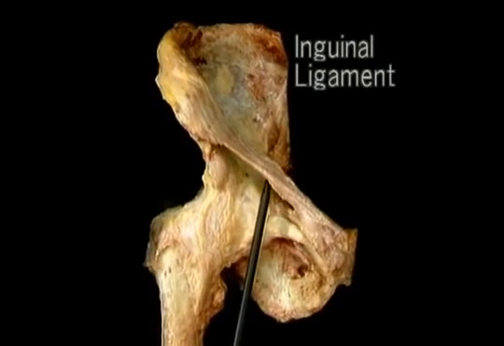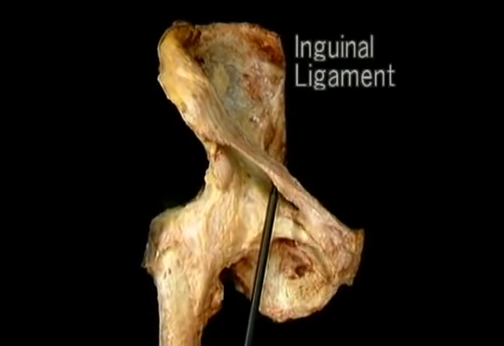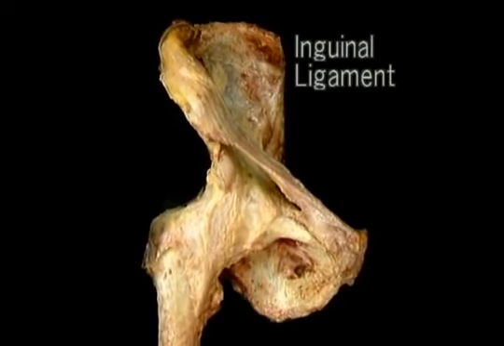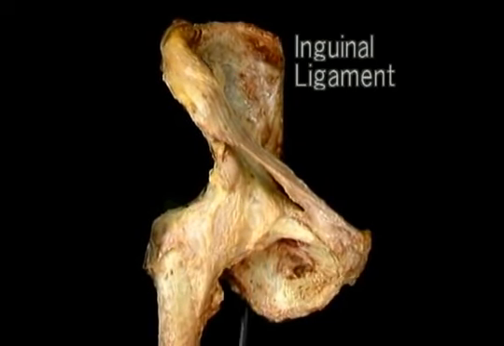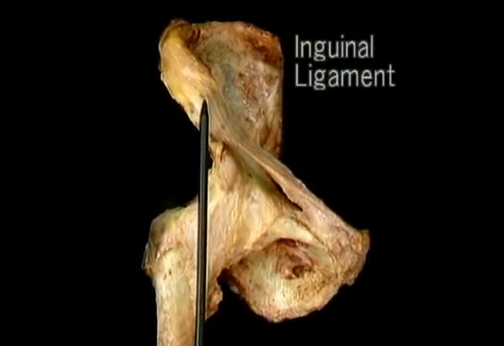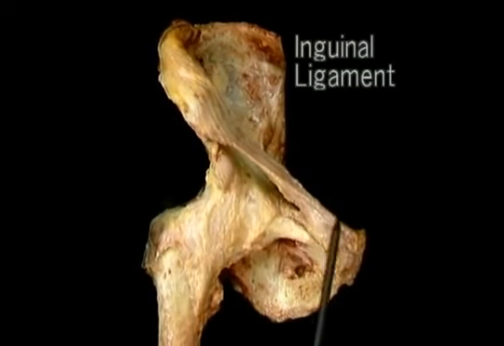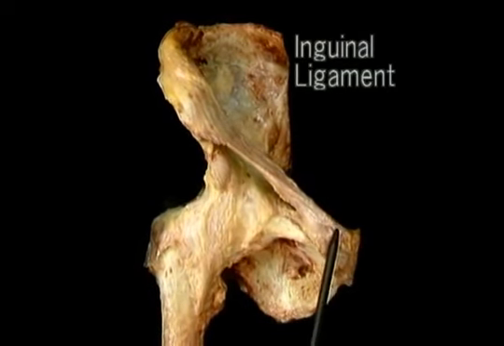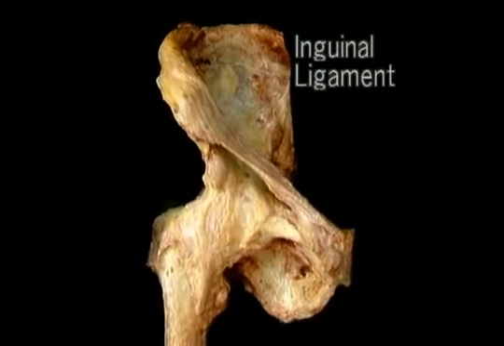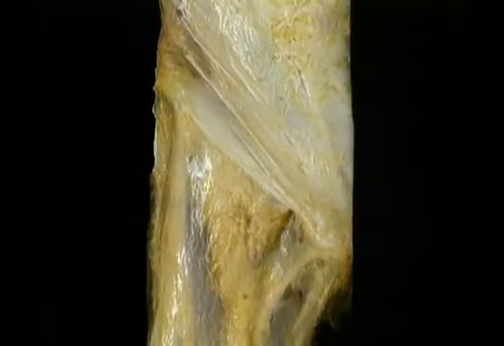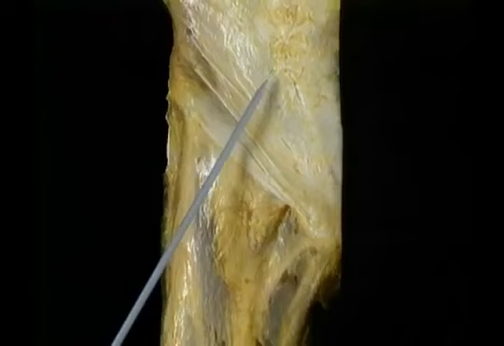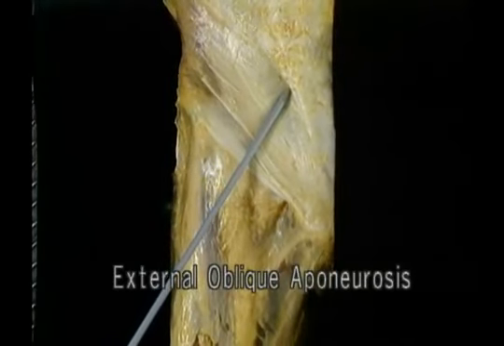Here's the inguinal ligament. It's a strong, tight band that forms the lowest part of the anterior abdominal wall. The inguinal ligament passes from the anterior superior iliac spine to the pubic tubercle. The inguinal ligament isn't an isolated structure. It's the lower edge of this large sheet of tendon-like material, the external oblique aponeurosis. The inguinal ligament is this part here.